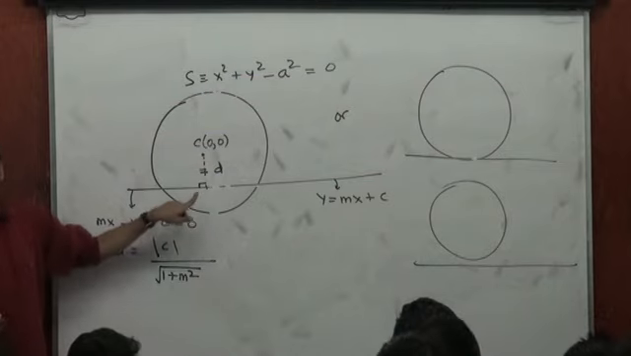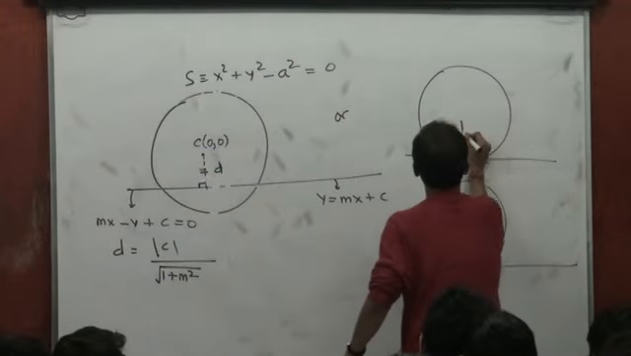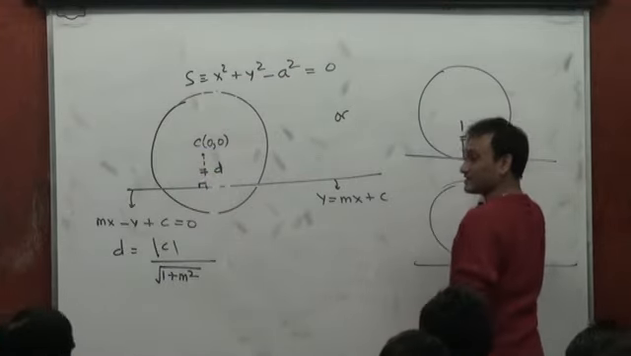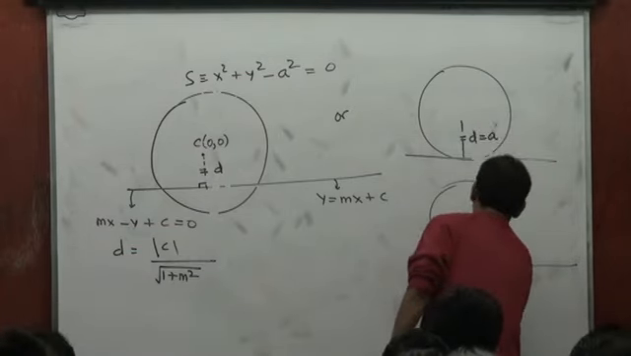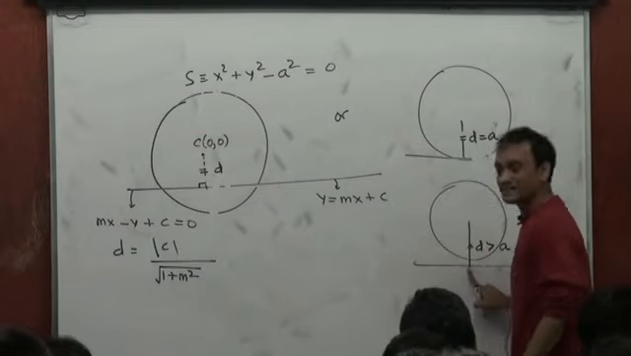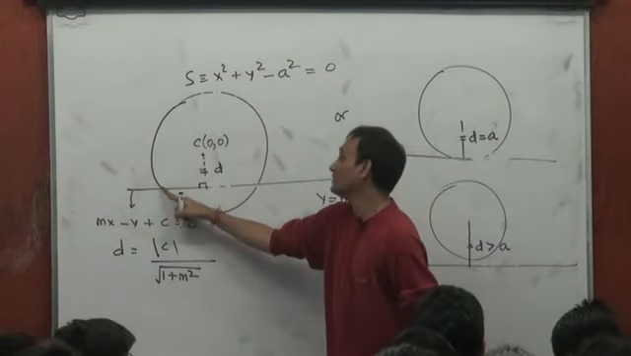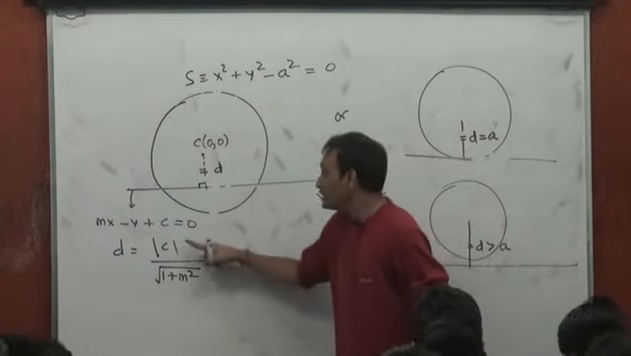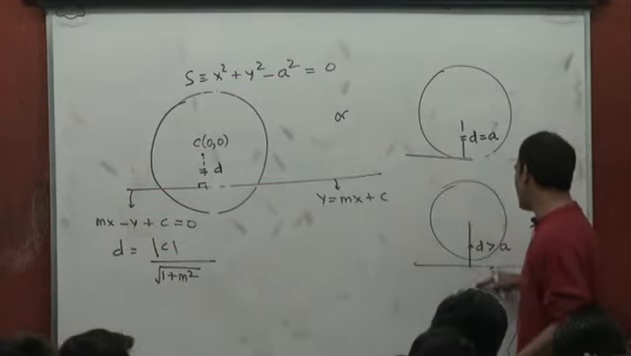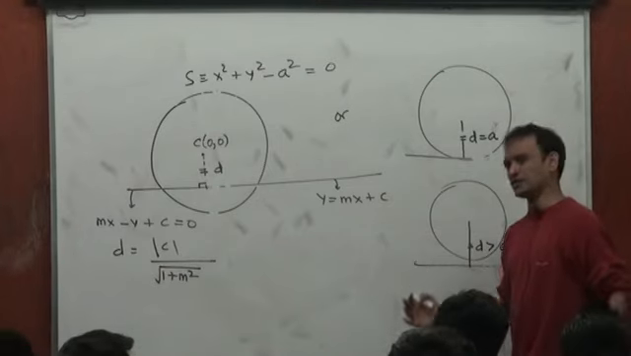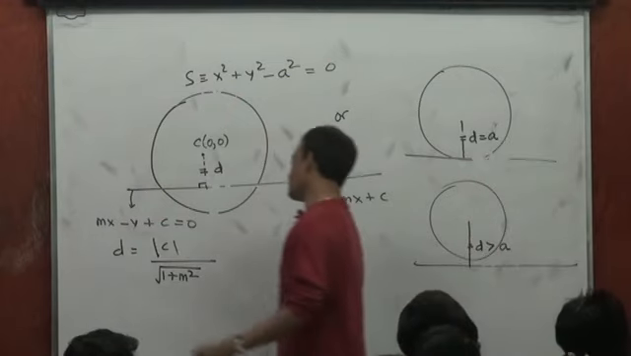Now, if this d is less than the radius, then this case emerges. If d is equal to the radius a, then this case emerges. If the perpendicular distance d is greater than the radius a, then this case emerges, right? So d less than the radius will give me 2 distinct real points. D equal to the radius gives 1 point or 2 coincident points. D greater than the radius gives me 2 imaginary points, or the line does not intersect the circle at all, right?